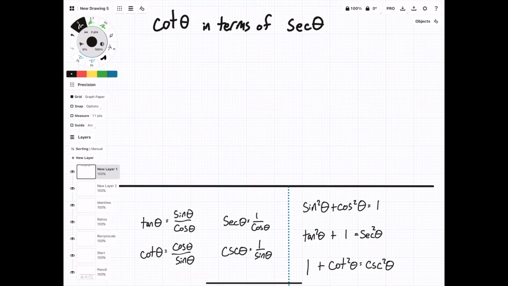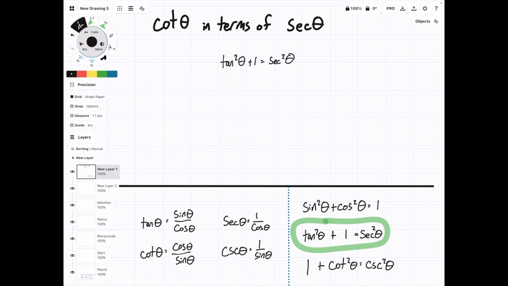Beautiful. So to write cotangent theta in terms of secant theta, we're going to use this identity here, and we're just going to replace that tangent squared with a 1 over cotangent squared. So I'll write it all out. Tangent squared theta plus 1 equals secant squared theta. And then we're going to replace this with 1 over cotangent squared theta plus 1 equals secant squared theta. So now we want to solve for cotangent squared. So we're going to subtract 1 here, and get 1 over cotangent squared theta equals secant squared theta minus 1.